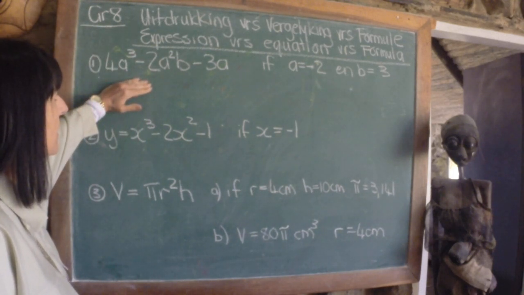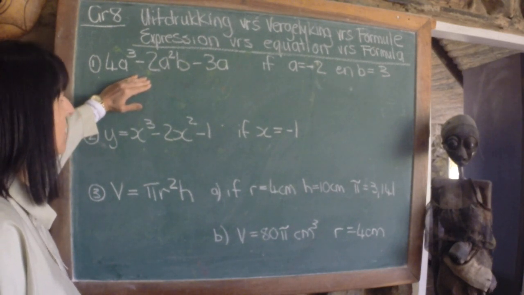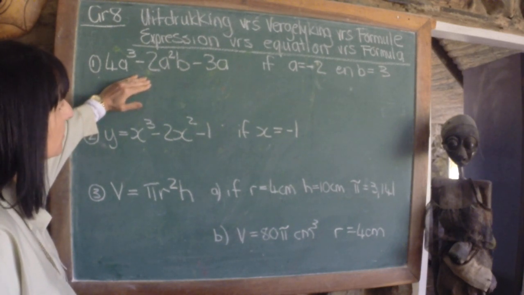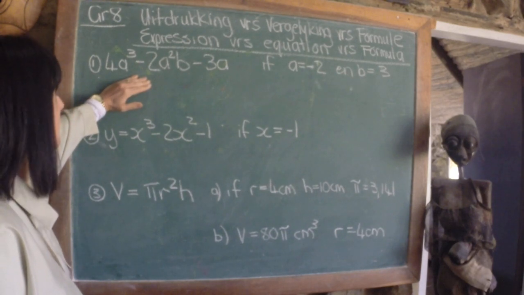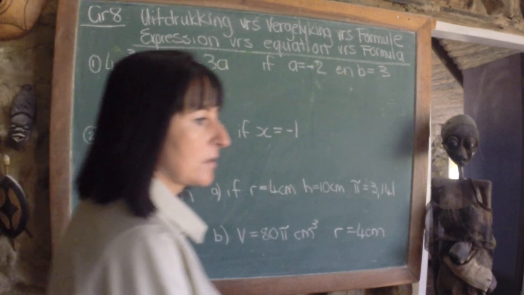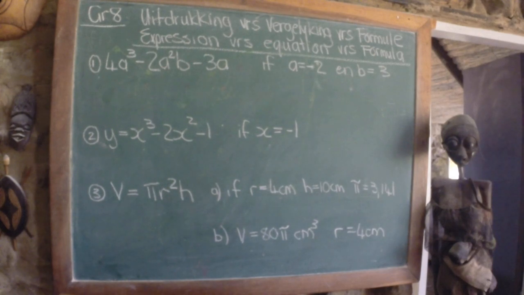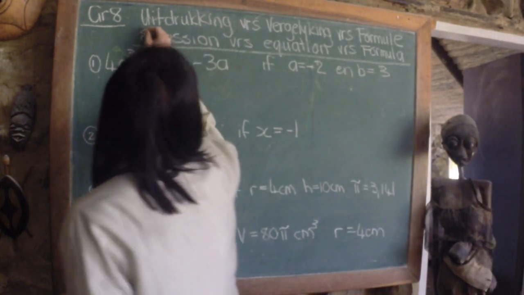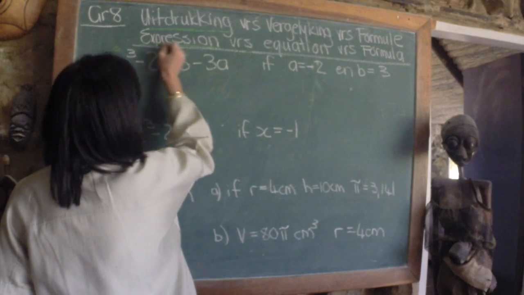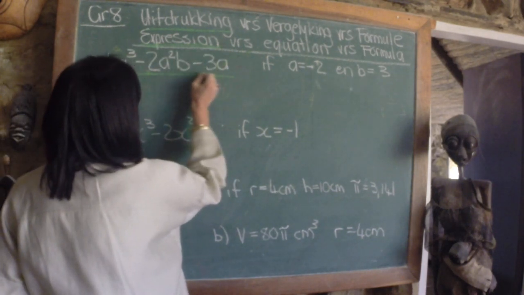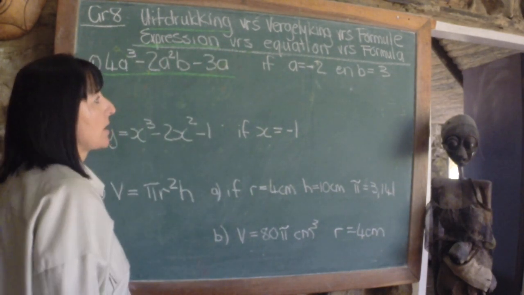If you look at this first one, this is an expression because there's no equals to in it. So we can underline it with green. That's an expression because there's no equals to.